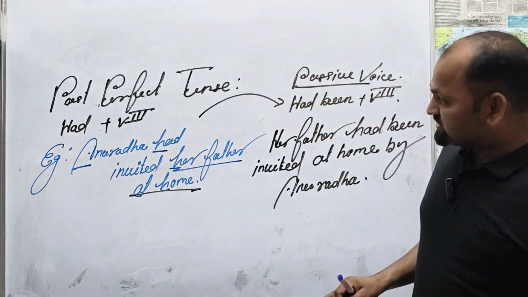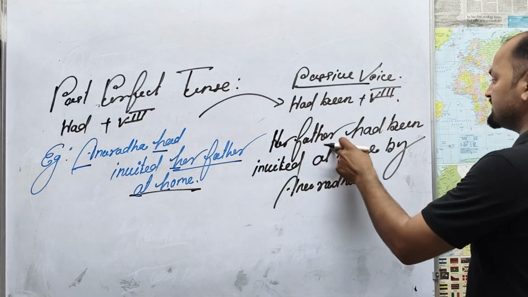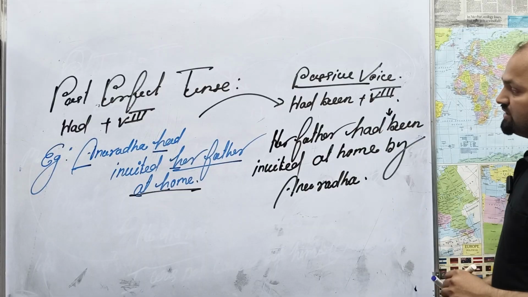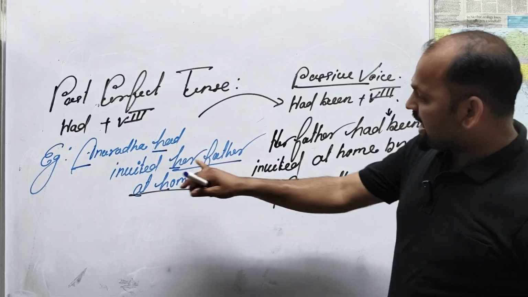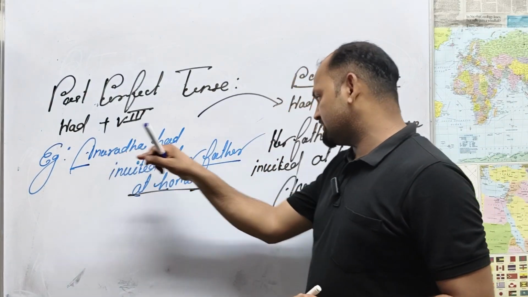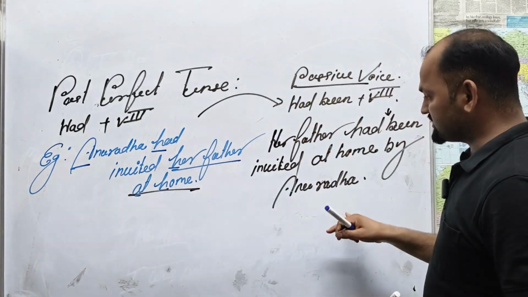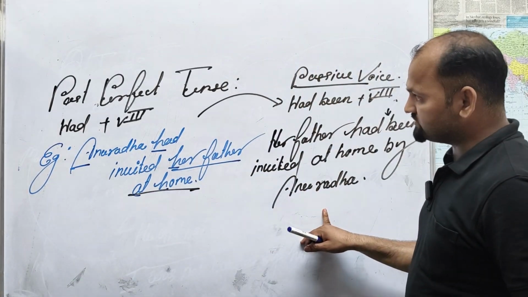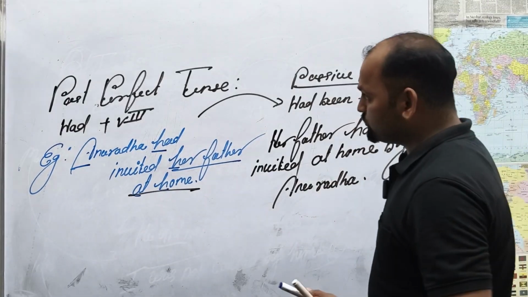Let me say what we do in the negative. Anuradha had not invited her father at home. Her father had not been invited at home by Anuradha. So this is called active voice and this is called passive voice. If you write an affirmative statement, it stays affirmative. If it is negative, it stays negative. If it is interrogative, we have to write it as interrogative. So these are the key points I told you on how to write the passive voice of the past perfect tense.